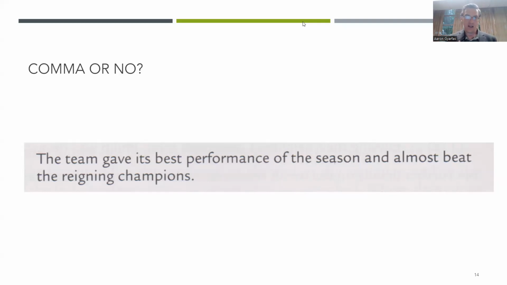In this case, a comma is not only not necessary, but it's not even optional. No comma here, right? Because after the conjunction and, we are still continuing on with the same subject. We're talking about the team. So we have two verb phrases that we're joining, no comma.